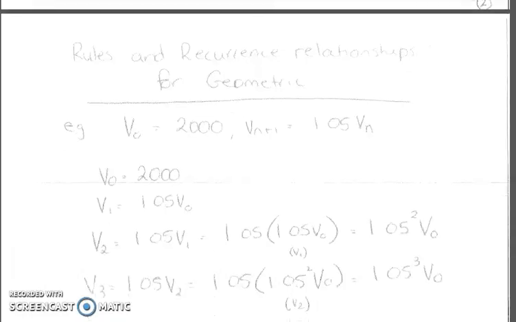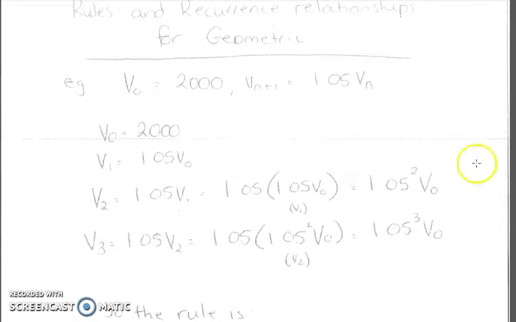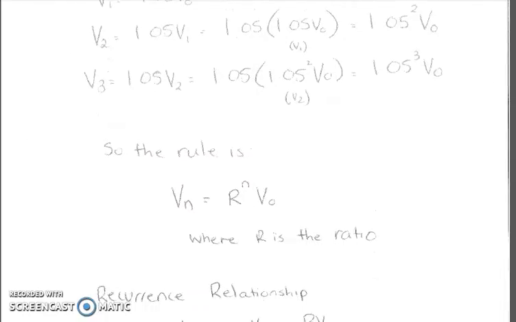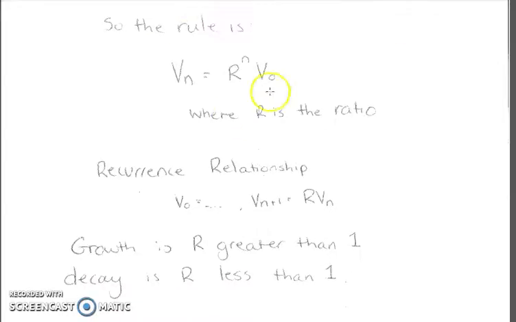For geometric, it's when it's not linear, it's curved, so it's not a straight line. Once again, I've given you a worked example here to show you how the formula, the rule and the recurrence relationship are found. However, in your resource booklet, you can just place in these formulas for the rules and the recurrence relationships. So once again, if we're trying to find V5, you'd put 5 up here and you would have your value for your R.